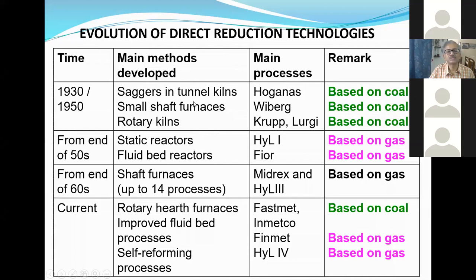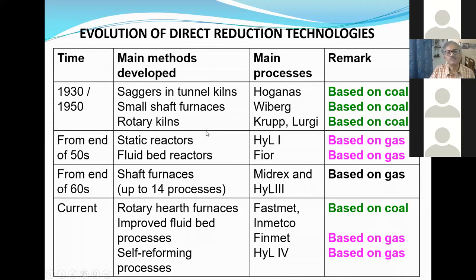Then there was the small shaft furnace, the Wiberg process, which you must have heard about. This is also a shaft furnace based process. Usually shaft furnace based processes are run on reformed gas, and reformed gas is mostly from natural gas, but this Wiberg process was run on coal gasification. Basically, coal gasification was there, and then the shaft furnace was run.